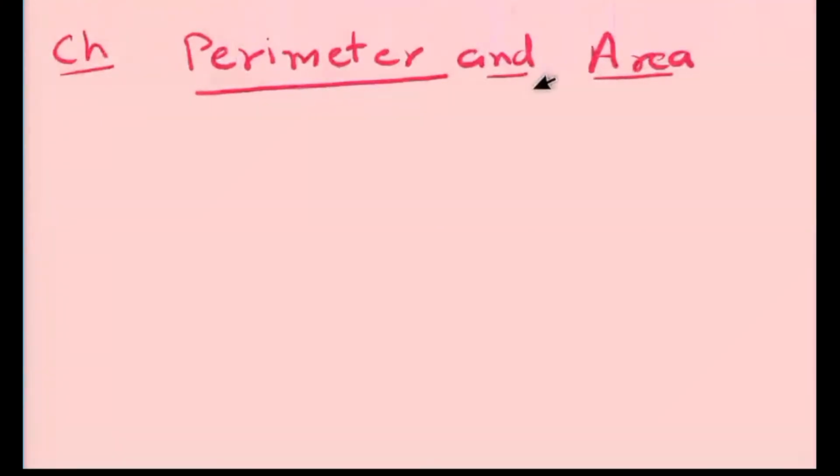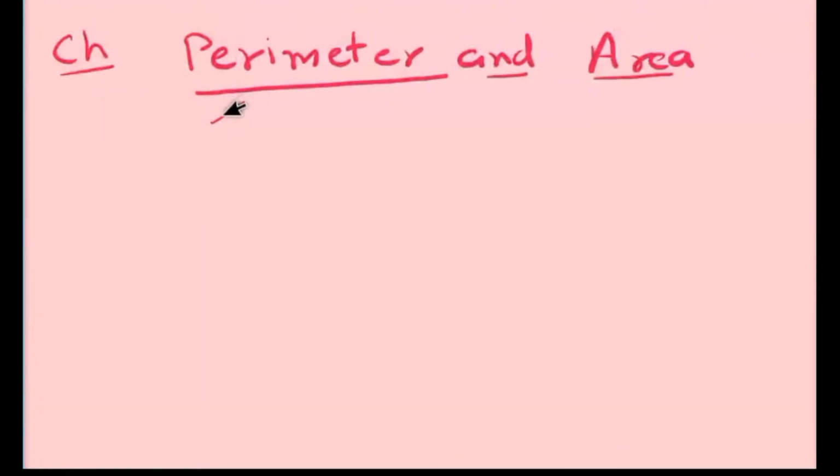Can you understand the topic? What is the perimeter and what is the area? Have you ever learned these words, perimeter and area? You know well. Yes. Perimeter means boundary. And area is related to the plane. Okay.